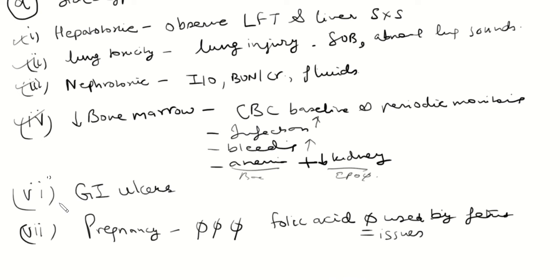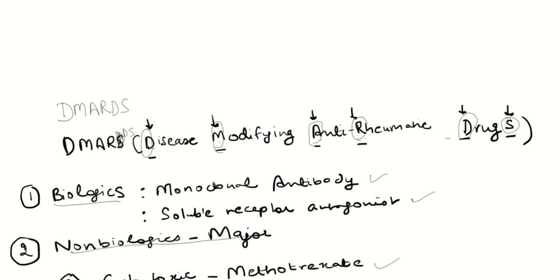Again, GI ulcers. A note: pregnancy. Don't give this drug. Why? Remember folic acid you give to mothers so that they don't have neural tube defects. This drug prevents folic acid from being available to the cells, so it's going to cause a lot of issues when it comes to fetuses. Okay? So that covers methotrexate.